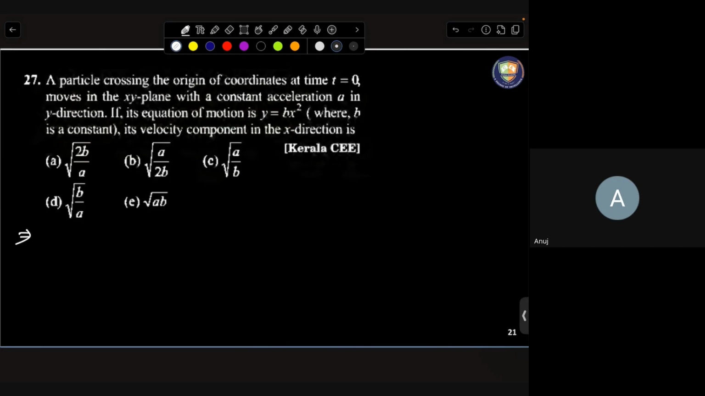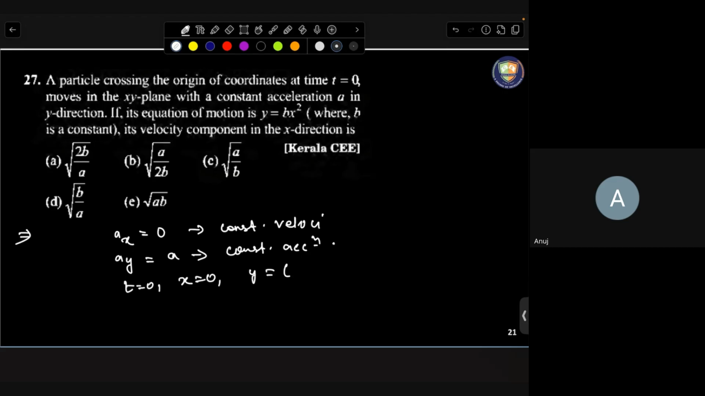So in the given question, acceleration in x direction is 0, so we can say there is a constant velocity. Acceleration in y direction is, let's say, a, that is constant acceleration. Initial condition is also given: at t equal to 0, x was 0, y was 0. So y will follow which equation? Because initial velocity is 0, it is half at square. And x will follow, because there is no acceleration, so only vx into t. And we know that y is equal to bx square.